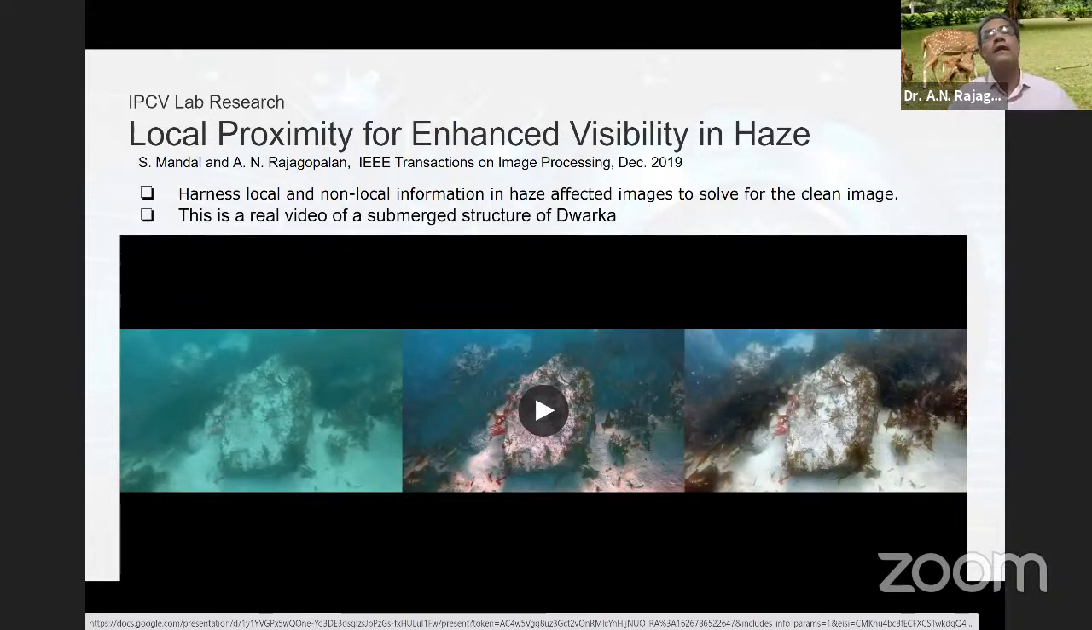More so if you're looking at underwater, it's especially impossible to get a pair where you have a clean image and a degraded version of it. All that you have are hazy images.